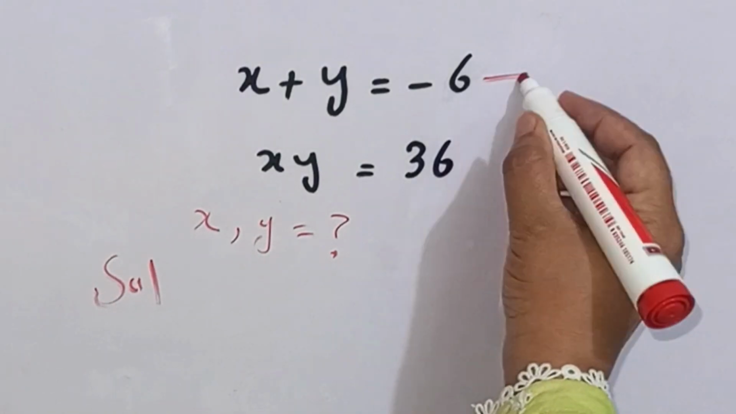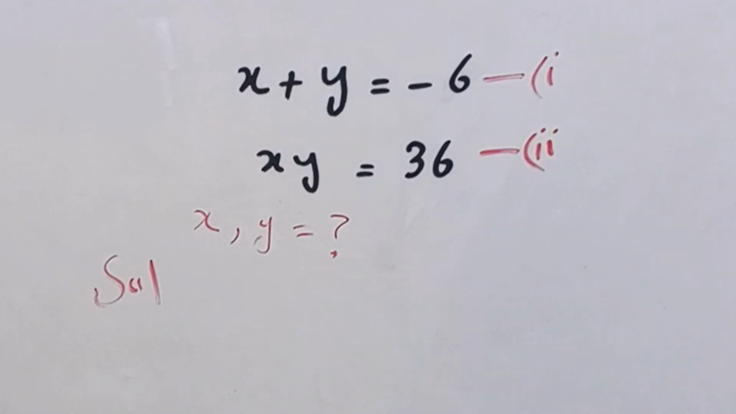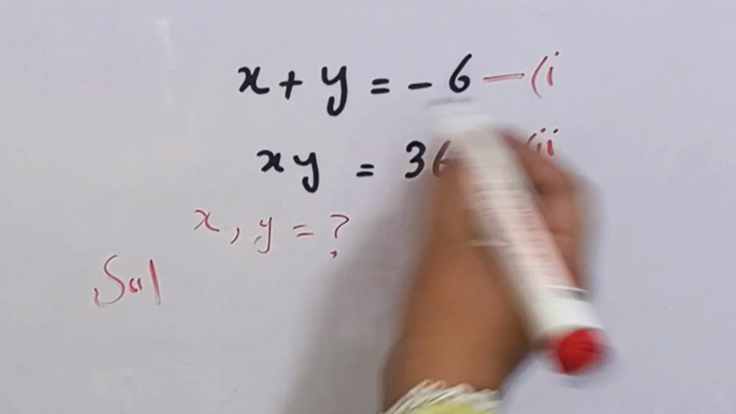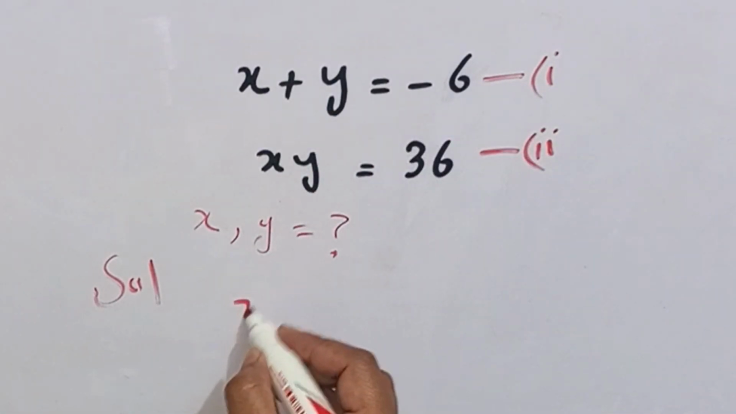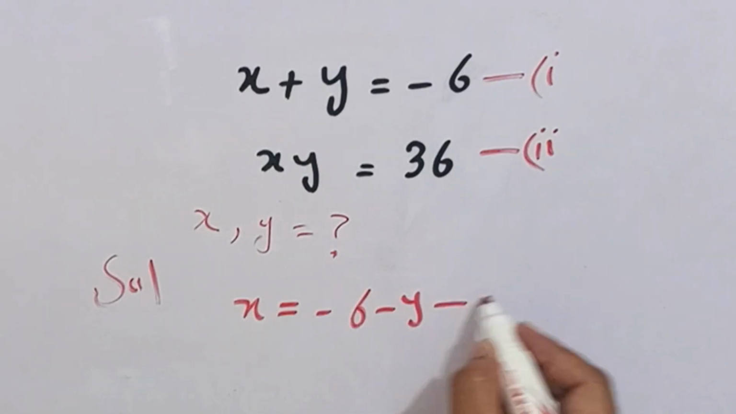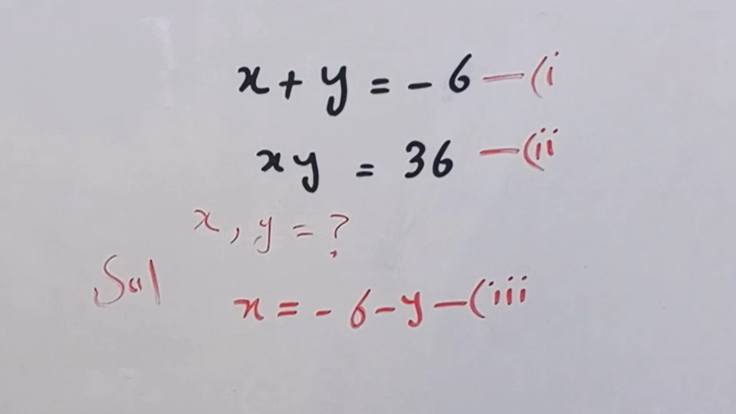Look at these equations. We call this our first equation and this our second equation. Now we use these two equations. First, look at the first equation. We subtract y on both sides, and we get x equal to negative 6 minus y. We call this our third equation.